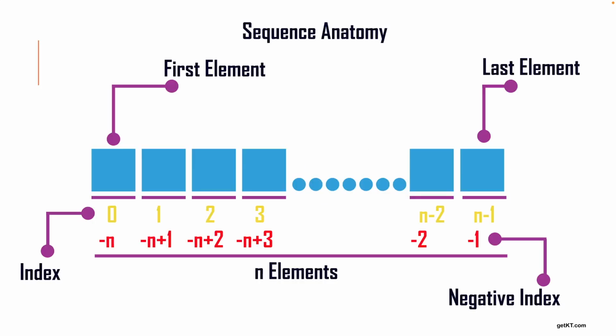So let's take the anatomy of a sequence. There are different sequence types. We will see that they are strings, lists, and tuples. But once you understand this anatomy and how to work with it, it doesn't matter what kind of data type it is. If it is a sequence type, the way you access the data, the way you manipulate the data, or the way you update it applies to all sequence types. So you learn this once, and you can apply it to any sequence type.